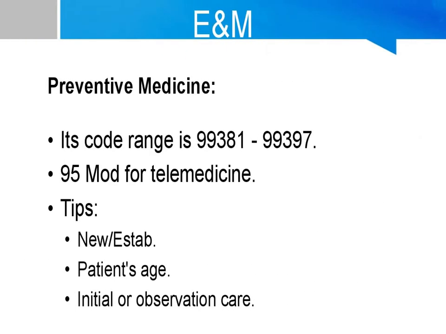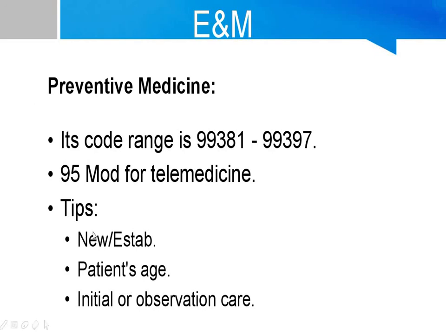Okay, this is the last topic we have for the session. It is preventive medicine. It is also very simple like other codes. Its code range is 99381 to 99397. We will use the 95 modifier if we are having any telemedicine. Medicine can be prescribed through telephone. So if they mention any telemedicine in the question, we have to use the 95 modifier.